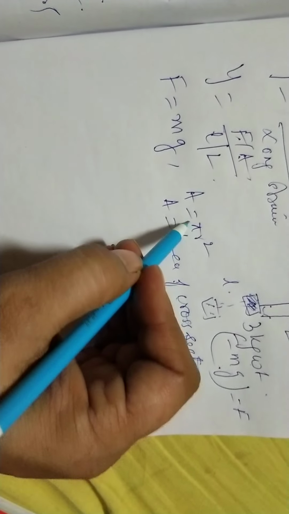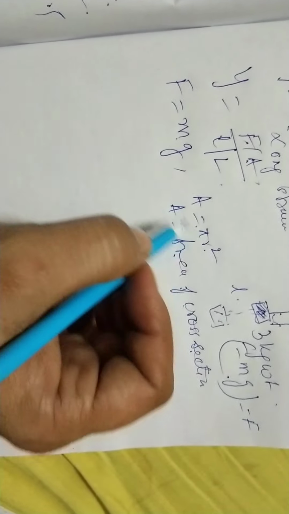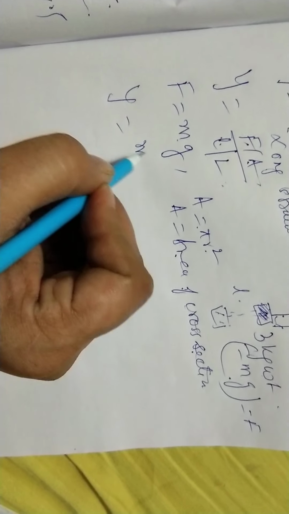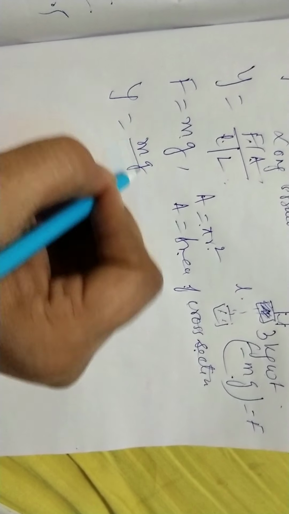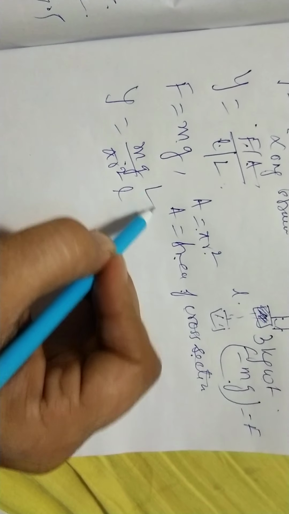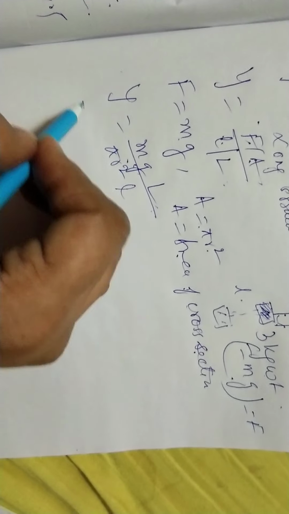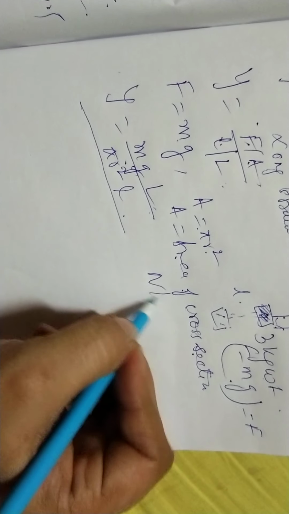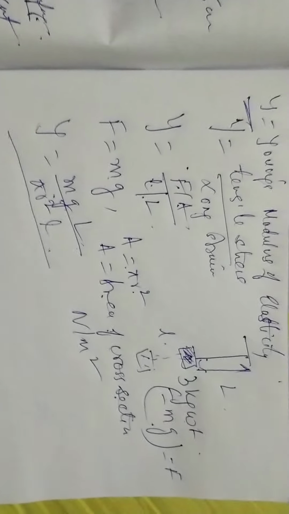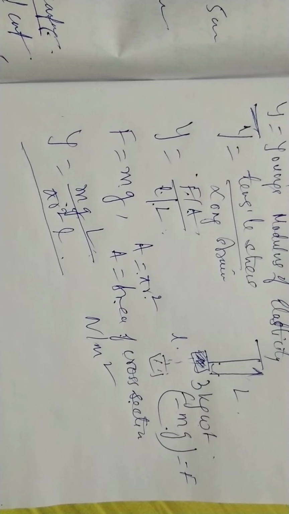So this is pi r square, this is mg, and now we need to substitute. This is small l by capital L. You can easily find Y equals mg by pi r square, multiplied by capital L over small l. So you get the Young's modulus, and its unit is Newton per meter square, because the strain has no unit and the upper part gives its unit. I hope you have understood this. Thank you.